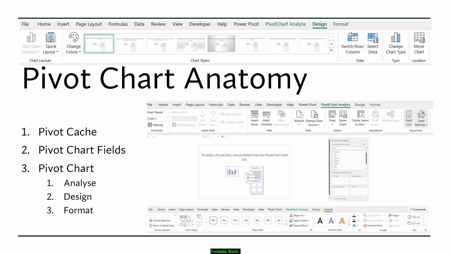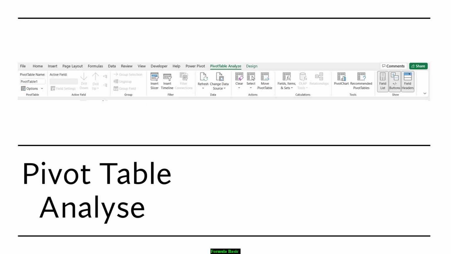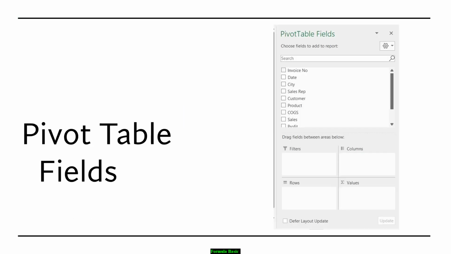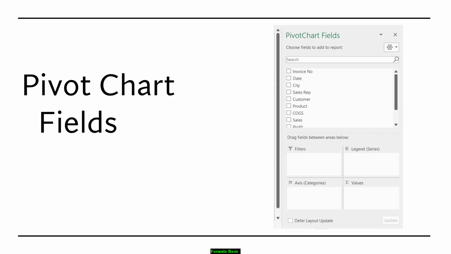And when I go down to the pivot table chart field list, you will see the filter, legend series, and axis category and value will come into play. Filter and value will remain the same, but the rows are defined as axis category and columns are defined as legend series here, compared to the pivot table. In the pivot table, I see filter, column, rows, and values, whereas when I come back to the pivot chart field list, I see filter, legend series, axis category.